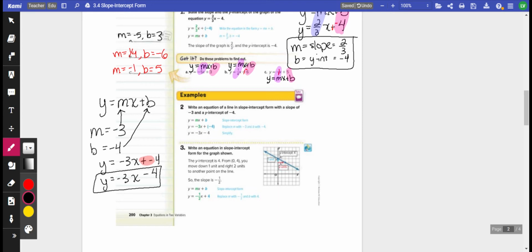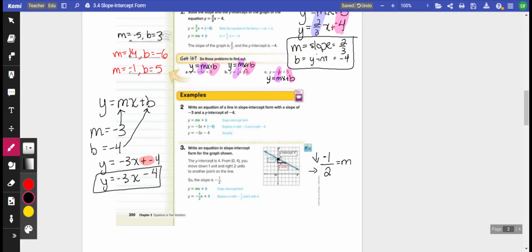Number 3. Write an equation in slope-intercept form for the graph shown. The y-intercept is 4. From (0, 4), you move down 1 unit and right 2 units to another point on the line. So if we take this point right here, the y-intercept, and I go down 1 and to the right 2, that's giving me my slope. Going down 1 indicates a negative, and going right 2 is a positive, so your slope is -1/2.